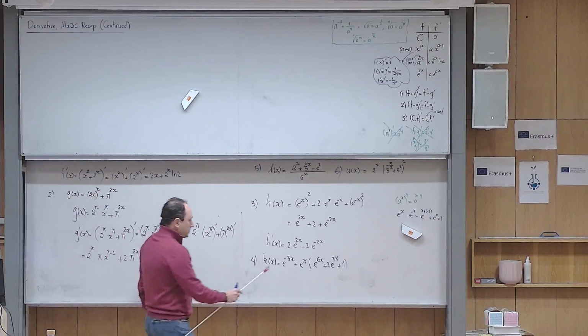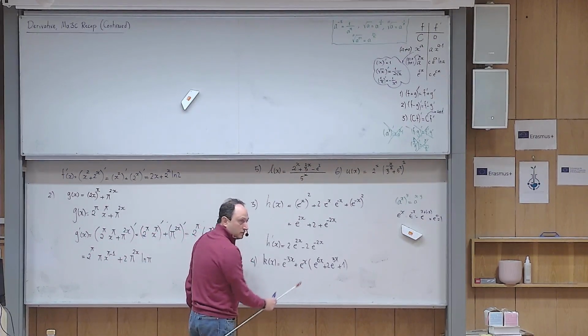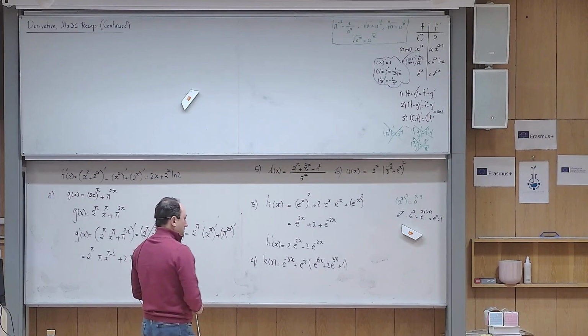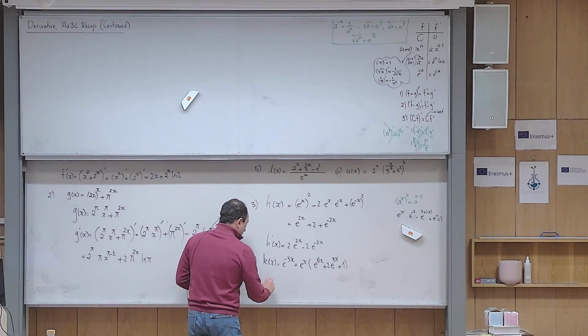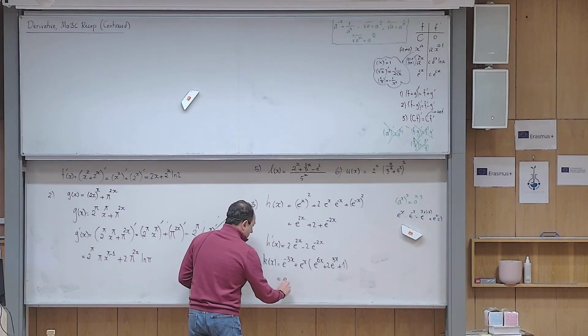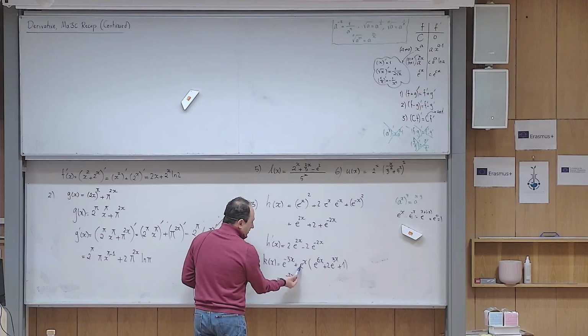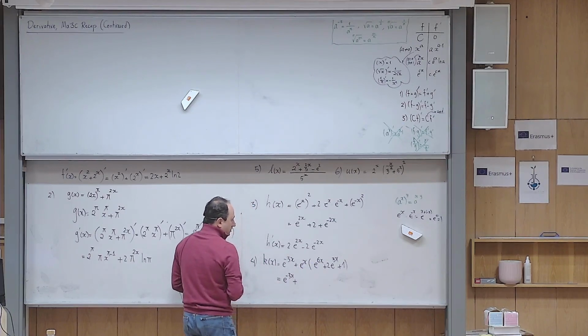Why? Because here you see a product, but you haven't studied the product rule yet. So you have to get rid of any products that you need. So I will continue one step more. So it becomes e to the power of minus 3x. So let us multiply this in our head. If I multiply this there, what happens?